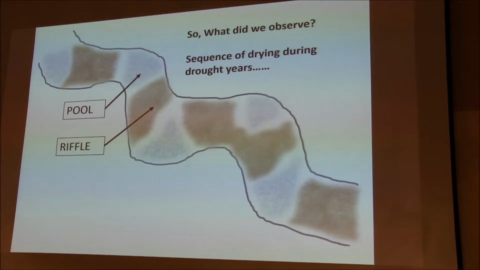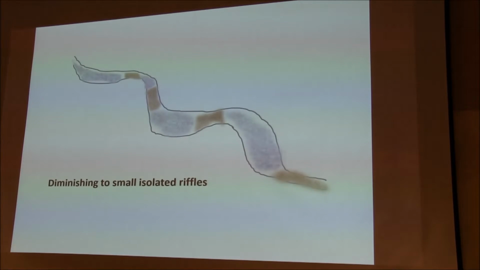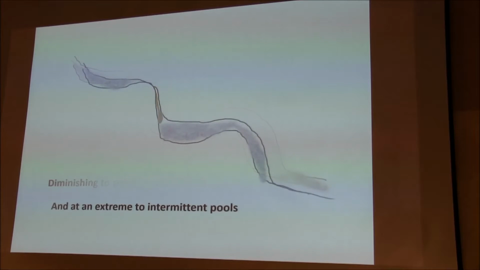Simplistically, the blue highlighted areas are where you've got pool habitat, and the darker brown regions are where we have riffle habitat. So we move from these extensive areas and prominence of riffle environments in early years of wet flows through to conditions where we see the channel area contracting, and there's an increasing ratio of pools to riffles through time. So you get diminishing and isolated small riffle environments, and then a predominance of pools.